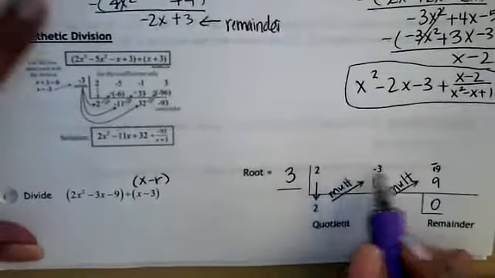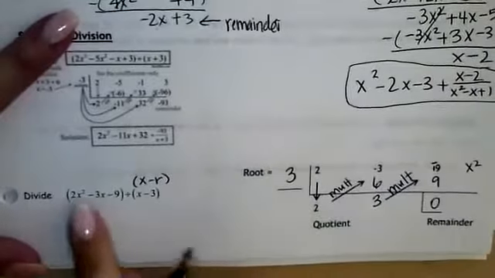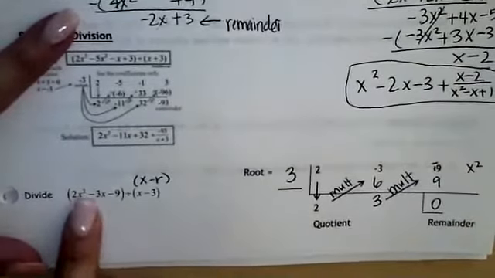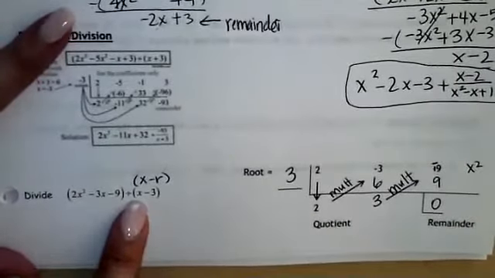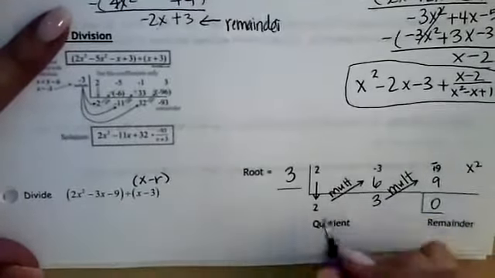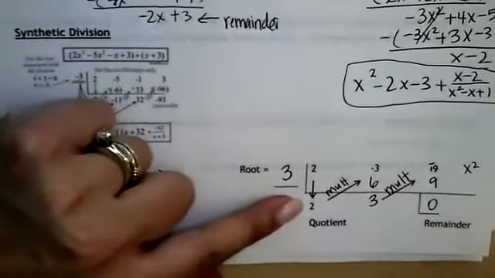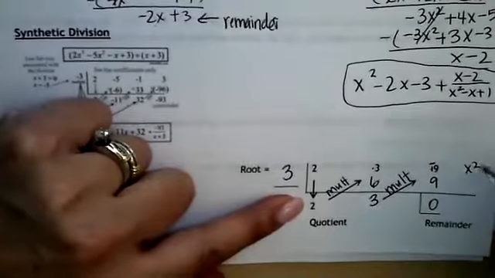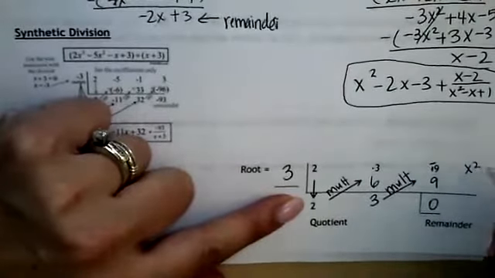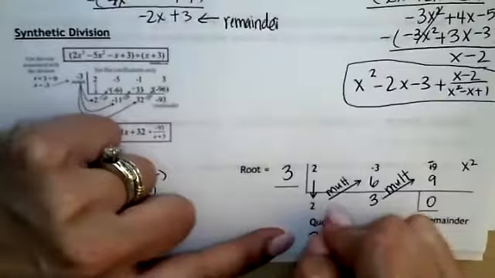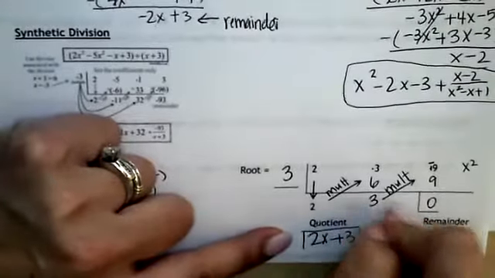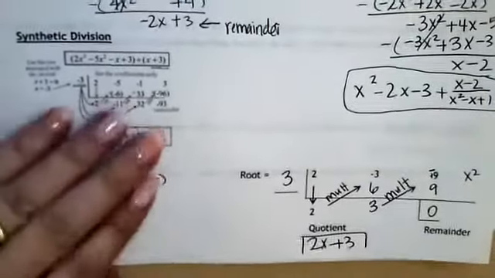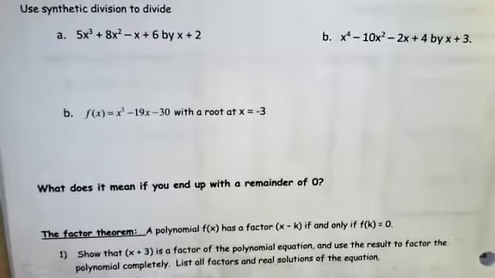Now in this first row here, we had an x squared because that's what we divided by. Here we had an x squared divided by the x. So our next row, which is the answer row right here, would start with one less exponent. So 2 minus 1 would just be an x, so we get 2x plus 3.